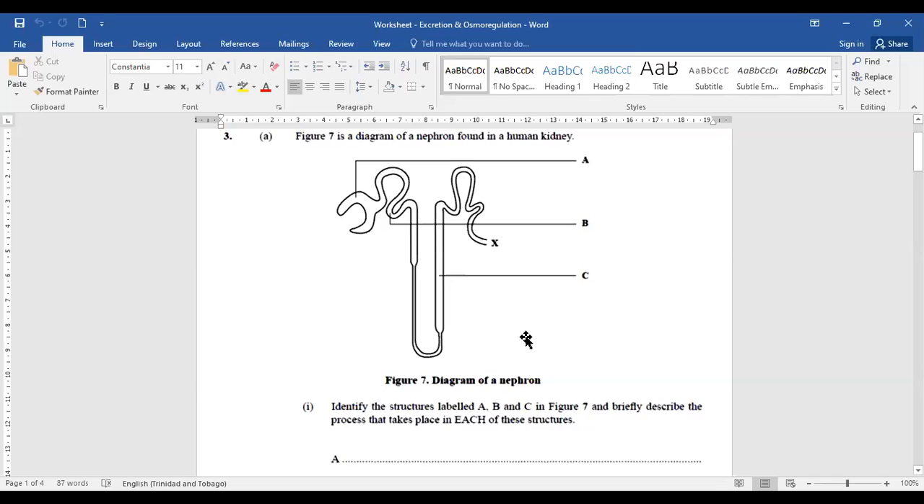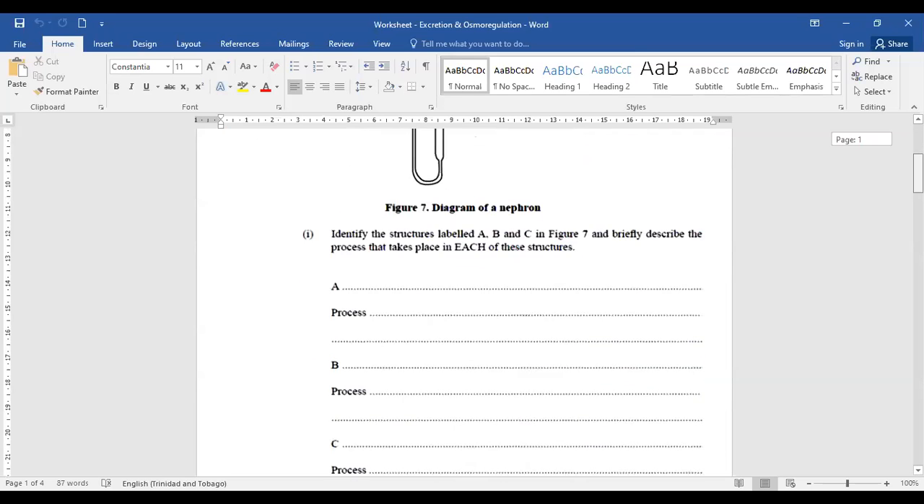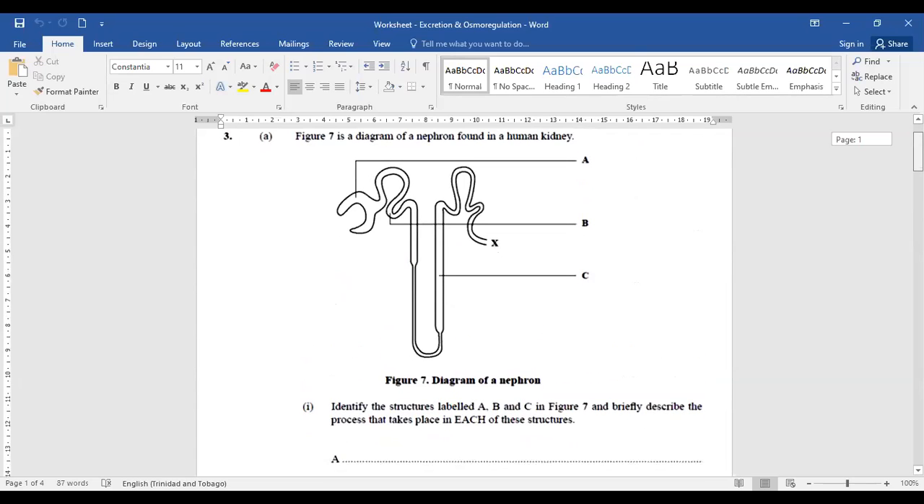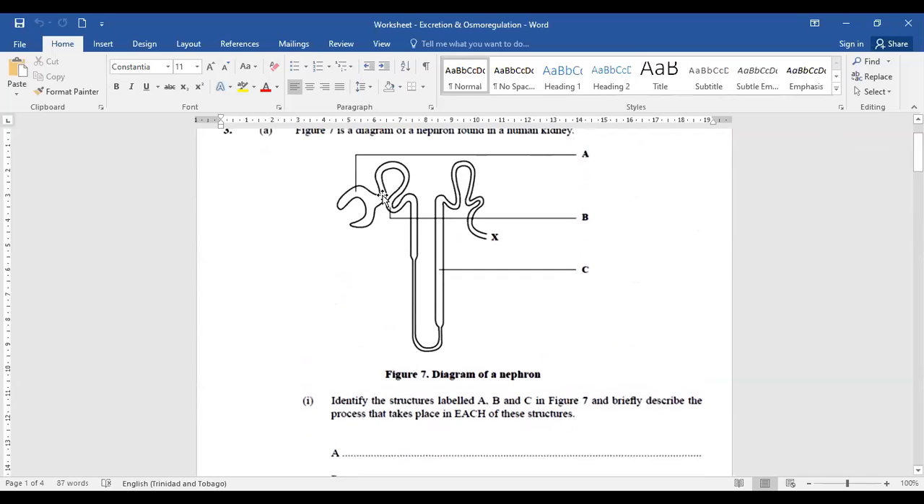Okay, so we had to label the different parts of the nephron, and then you also had to state what it was responsible for. So basically, what is part A? What would y'all say is part A? Very good. And your answer for that was correct, Dimitri.